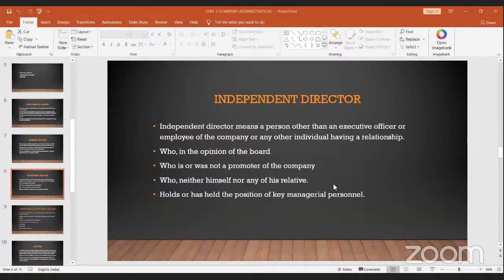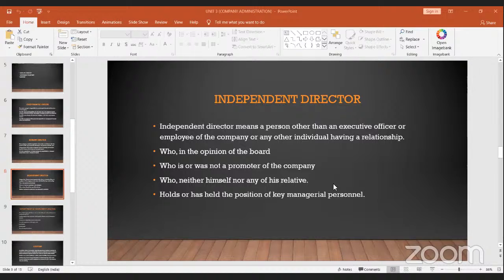Neither himself nor any other of his relatives can be a promoter. He can't be a relative of a chief executive officer or a chief financial officer. He should be independent. So the board of directors is going to propose that particular person. He can hold the position of key managerial person because he's a part of the directors committee. These are the criteria to become an independent director.